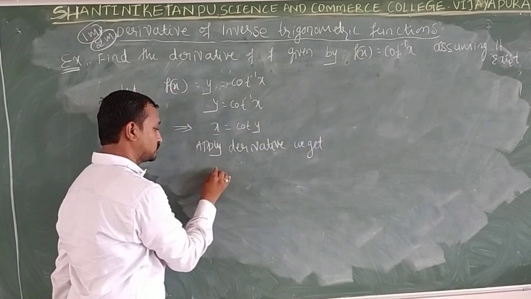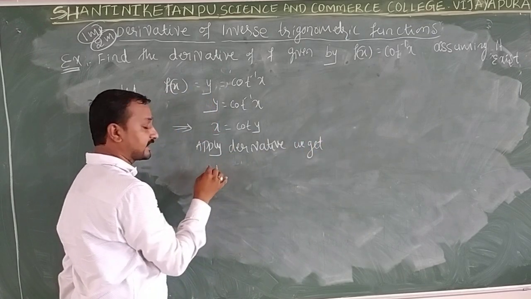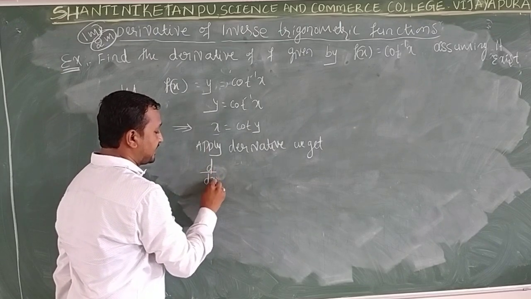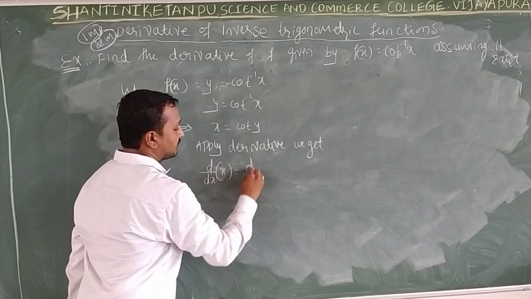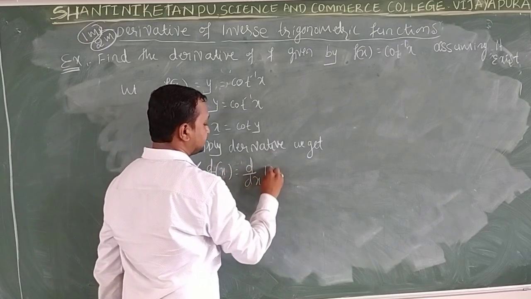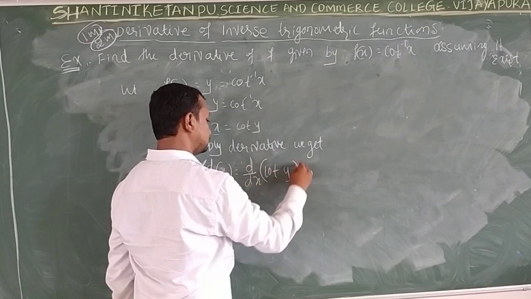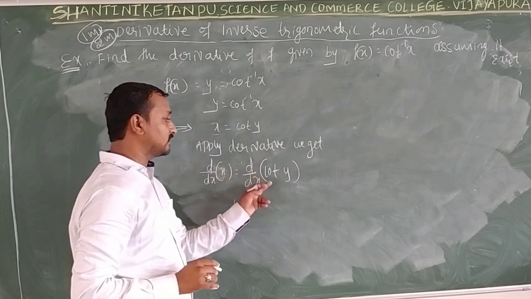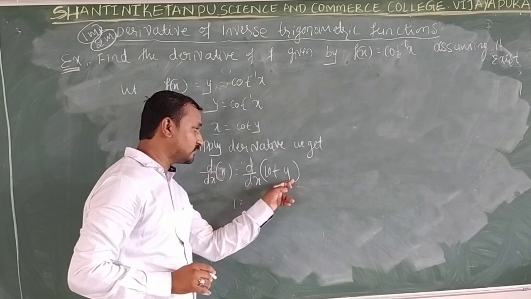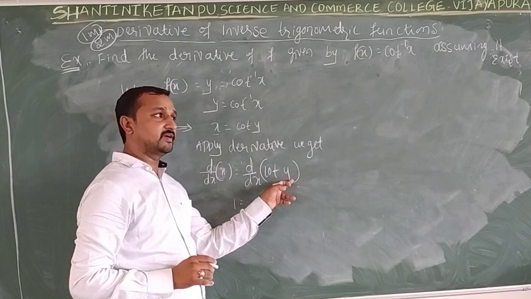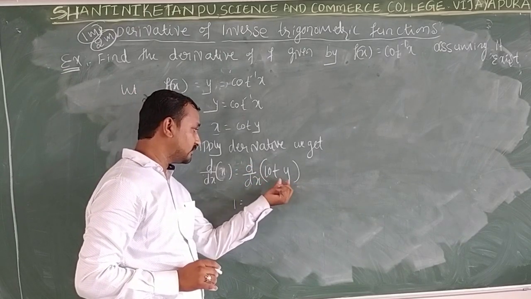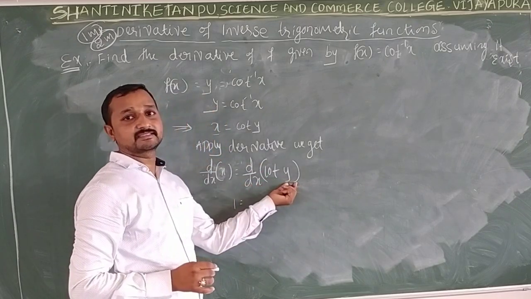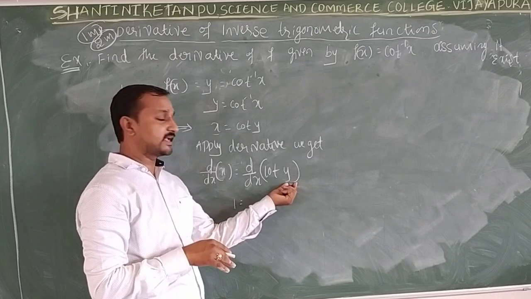Derivative of x should be 1. Directly I can write, or else take another step: d by dx of x equals d by dx of cot y. So d by dx of x should be 1. And the derivative of cot y is d by dx of y. Here there is no function of x, so the same way we can use this.